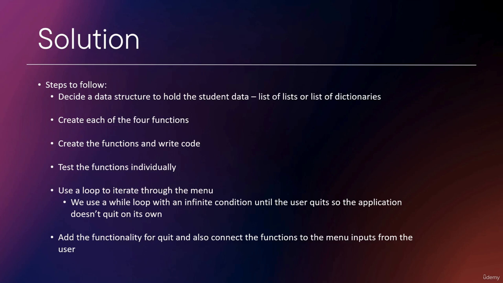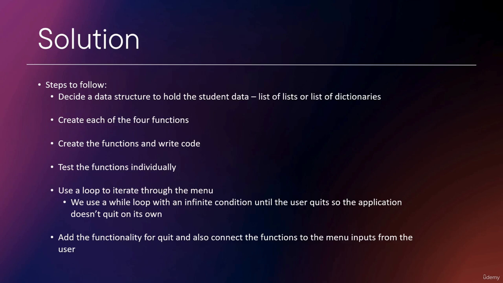It depends on the use case. We will probably be using a while loop. You could also use a for loop or other loops, according to what you think is good. Add the functionality for quit, and also connect the functions to the menu inputs. So this is just an idea. There are a lot of ways in which this can be done. It's not that one way is correct and the other is not, even if both of them are working. We will get to the solution in this video, and you can compare whether something you did makes sense or not, and how you can make it better.